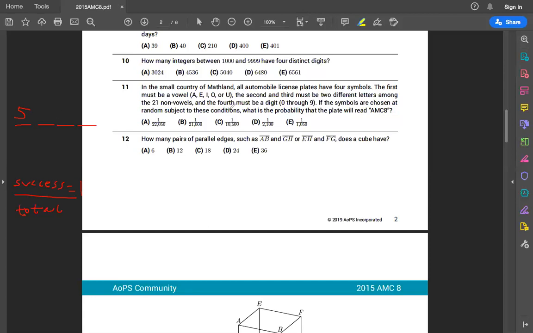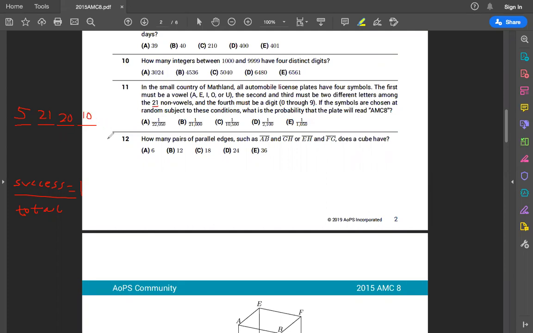And then we're told the second and third must be different letters. So, there are 21 choices. So the first consonant, we have 21 choices. And then for the second consonant, it can't be the same one as the one we just picked. So we have 1 fewer choice, only 20. And then for the last slot, we have to pick a digit 0 through 9, so we have 10 choices.